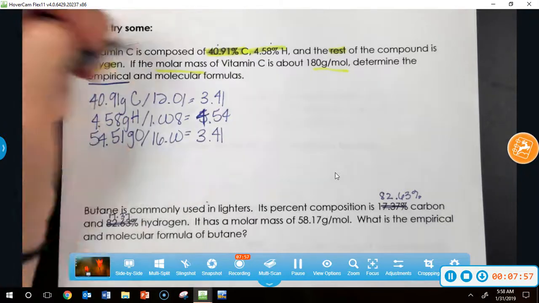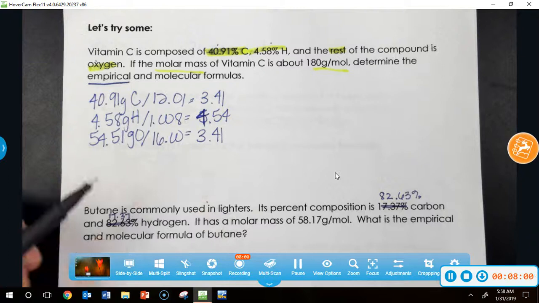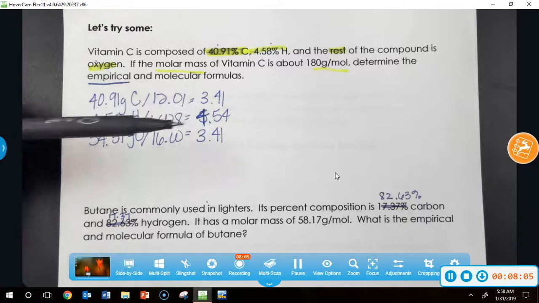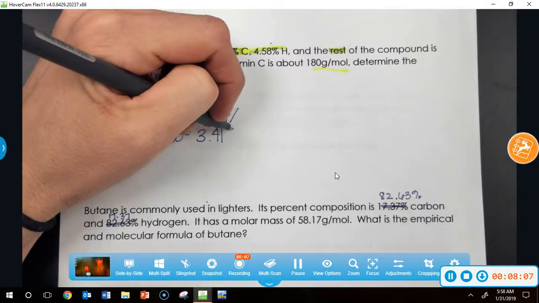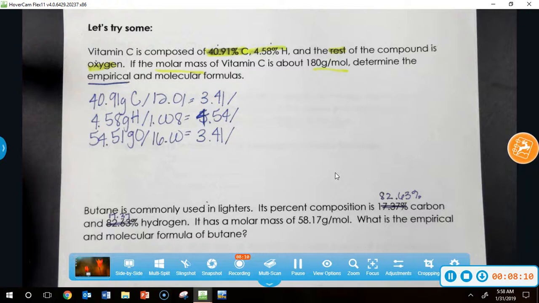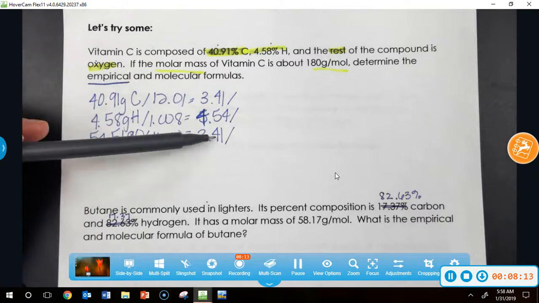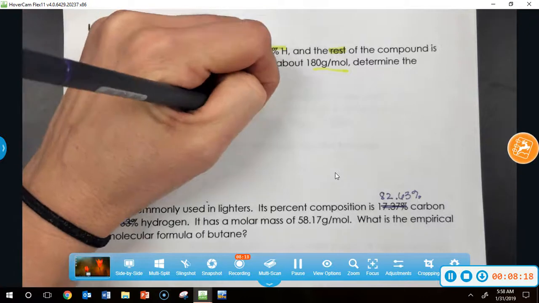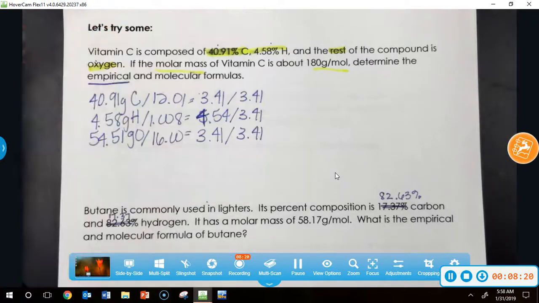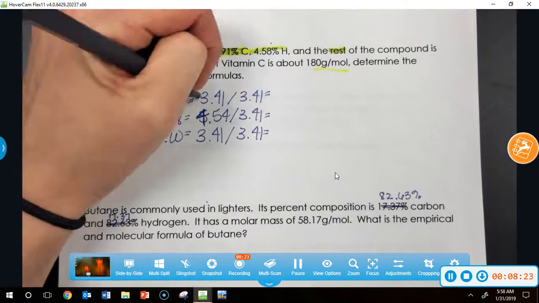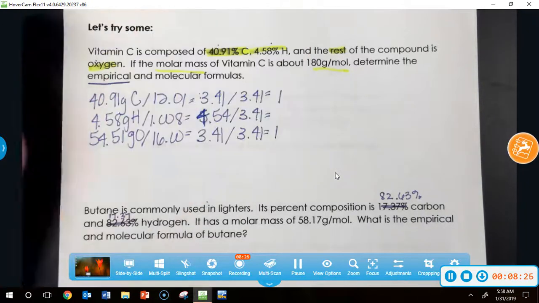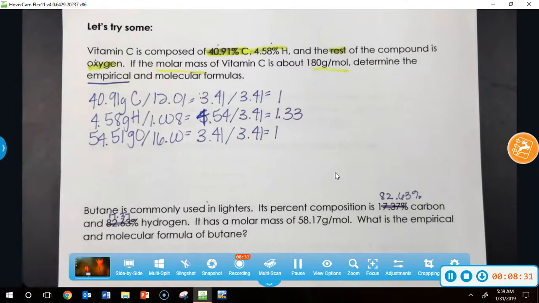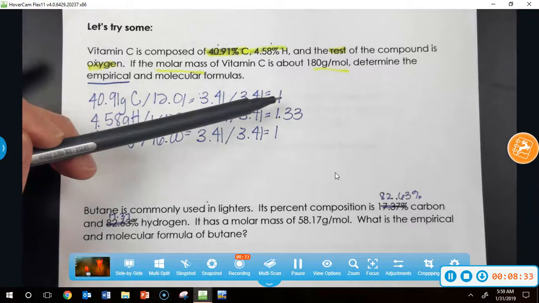and 3.41. Now sometimes people freak out at this step because they're like, oh my gosh, how am I going to get all these into whole numbers? But you have to remember that you still have another step before you get to where you need to worry about that part. You still need to divide by the smallest of these numbers. So 3.41 is the smallest. Obviously, the carbon and the oxygen are going to be 1 each, and the hydrogen comes out to be 1.33. So these are supposed to be your subscripts, right?